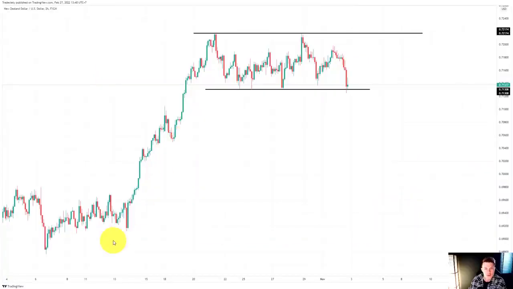So let's take a look. What we have here is a strong uptrend. The market put in a high, and we have a double top here. The market has a resistance point here and another resistance point. However, the market keeps trading back into this zone.